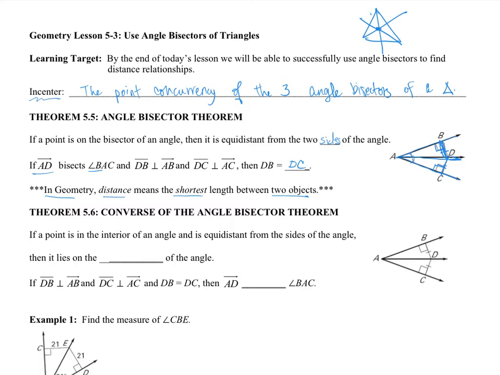Now, theorem 5.6 is the opposite, converse of the angle bisector theorem. So if a point is in the interior of an angle, so again, point D, it's inside this angle and is equal distance from the sides of the angle, so it gives you these little marks here, and it lies on the bisector of the angle. So point D will lie on the bisector of the angle. So again, if DB is perpendicular to AB and DC is perpendicular to AC and DB is equal to DC, then AD bisects angle BAC. So we can go ahead and put in the marks.